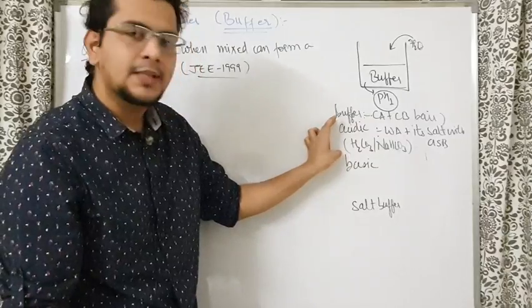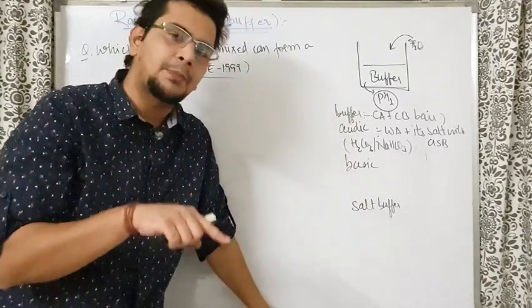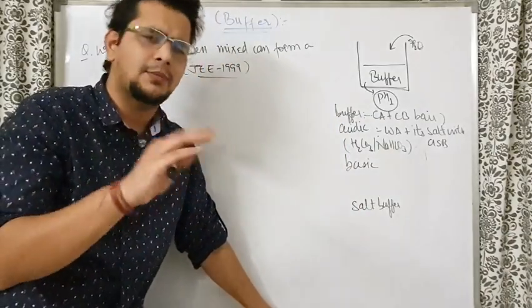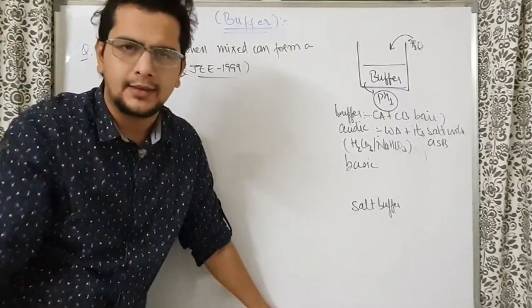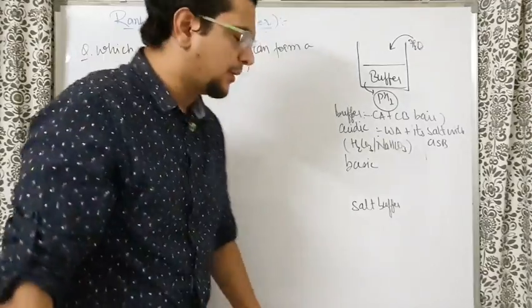But this buffer is present in the blood. So it's not necessary that the acidic buffer must be acidic in nature. It can be acidic, basic, or both. It depends on the pKa and pKb, which will decide the answer. By the Henderson equation you will be able to find it.